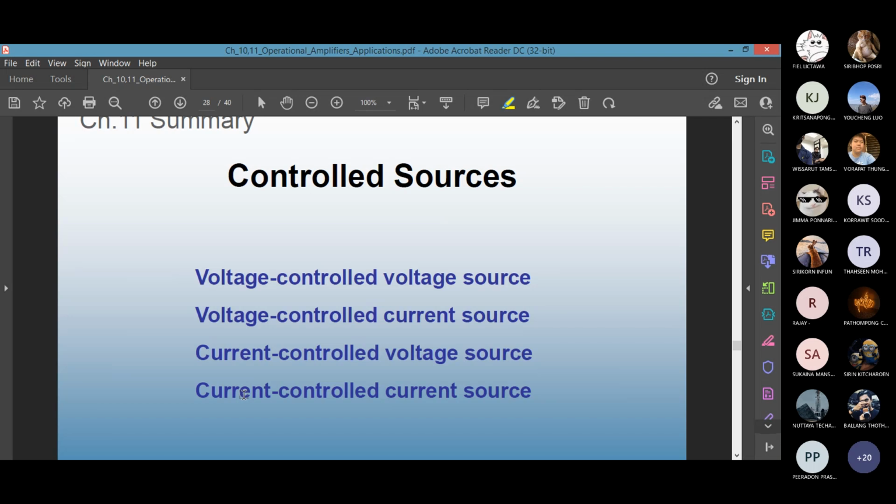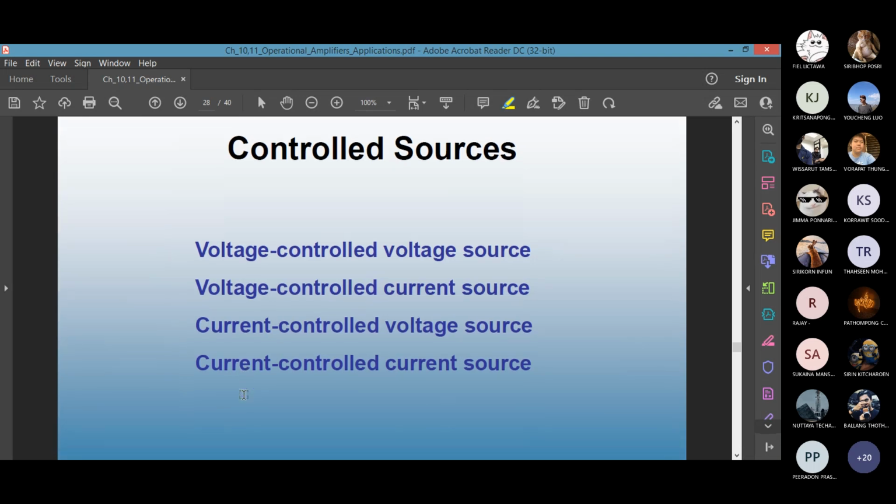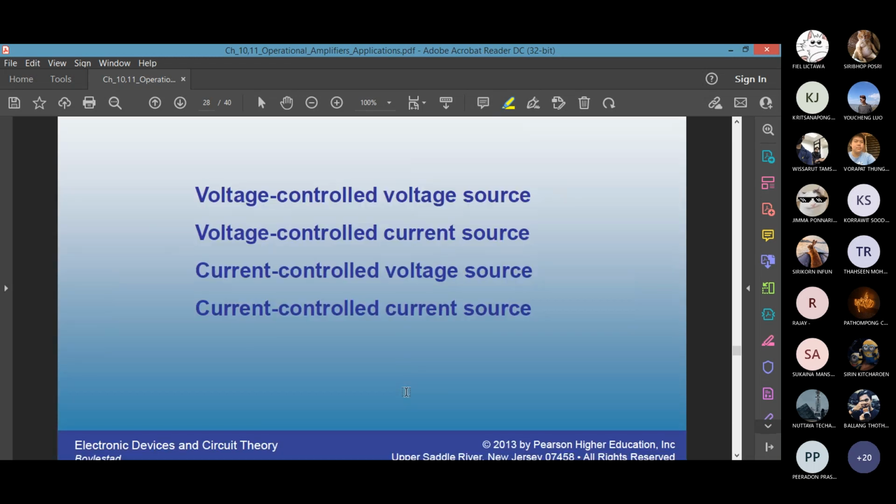Here is the list of control sources which you can accomplish by using op-amp. When you go to the circuit, actually nothing has changed. The hardware has not changed at all. What has to change is the way you look at it. Let's look at the voltage control sources first.